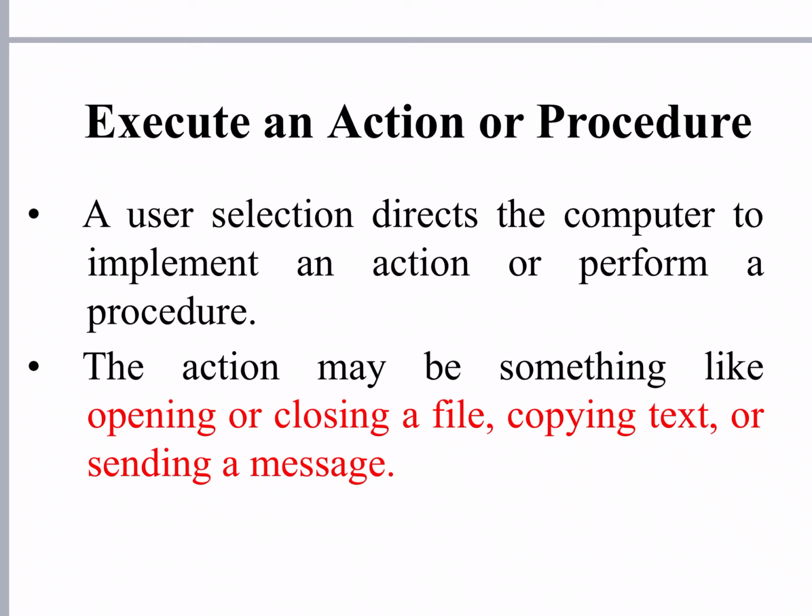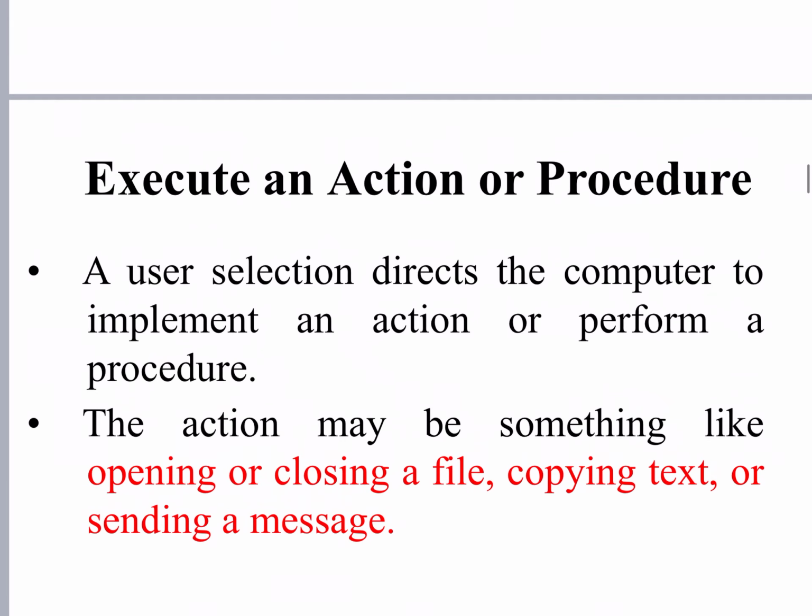A user selection directs the computer to implement an action or perform a procedure. The action may be something like opening or closing a file, copying a text, or sending a message. So, when we say action, the execution of those actions would be always opening or closing or copying or sending messages in a file.